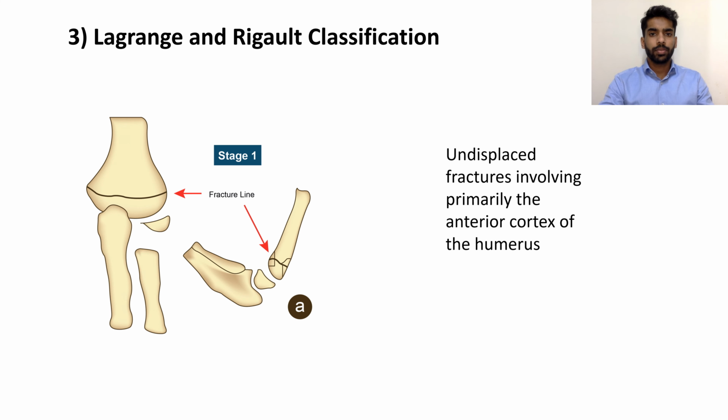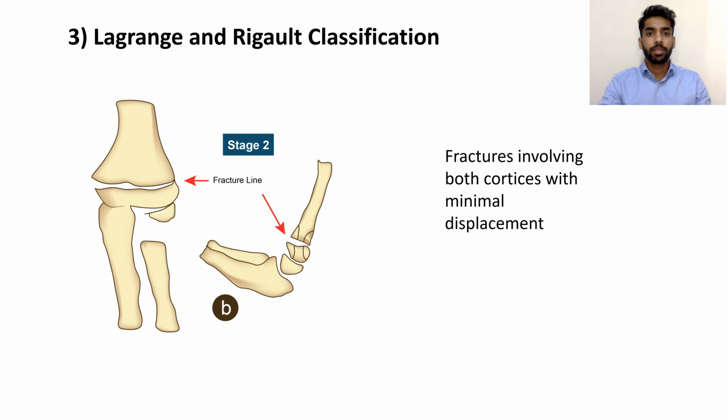Coming to the third classification, which is the Lagrange and Rigault classification. Stage 1 involves undisplaced fractures involving primarily the anterior cortex of the humerus. They are similar to type 1 Gartland fractures.